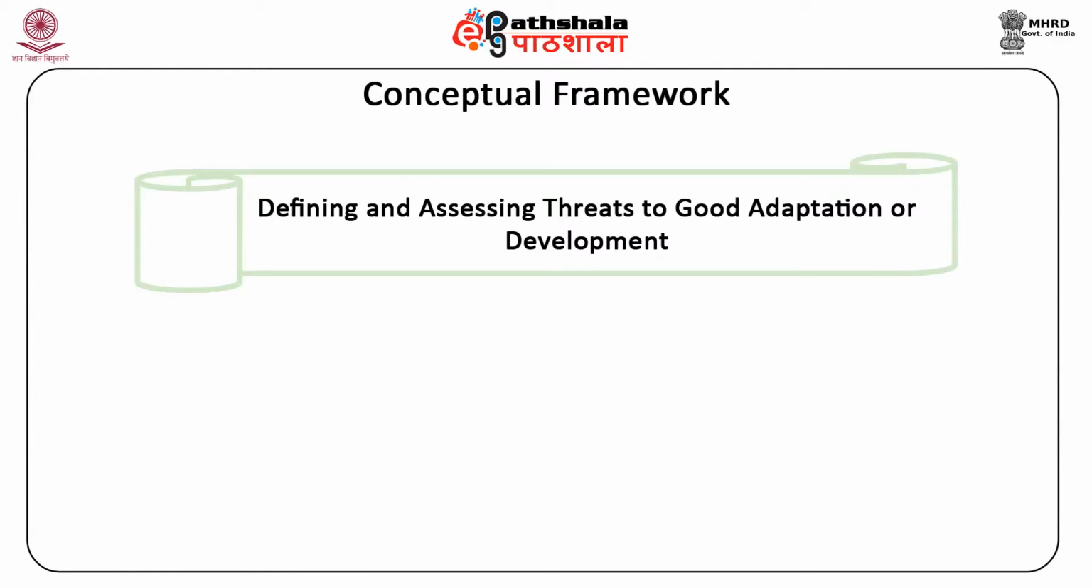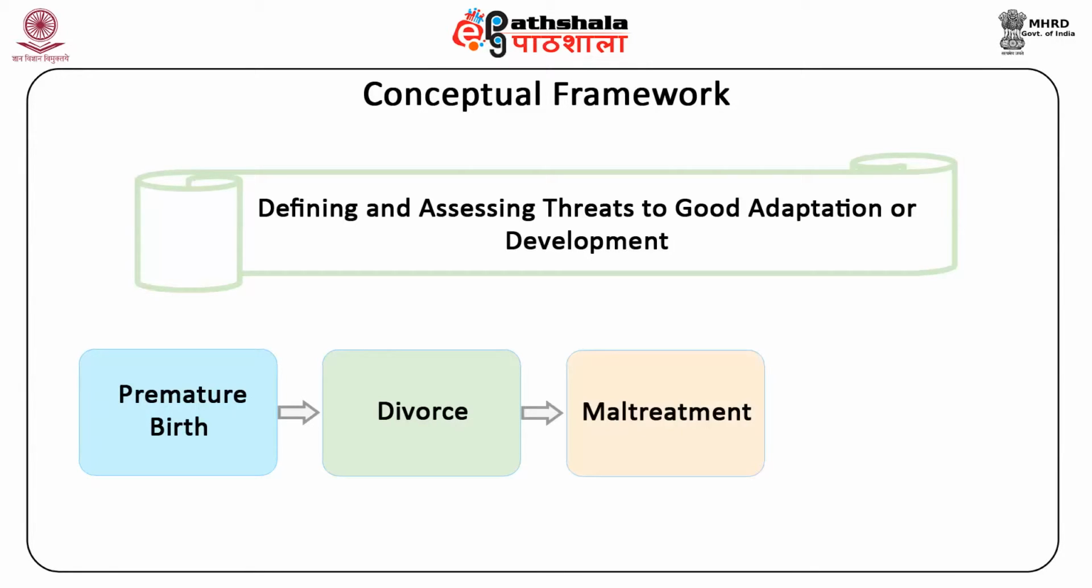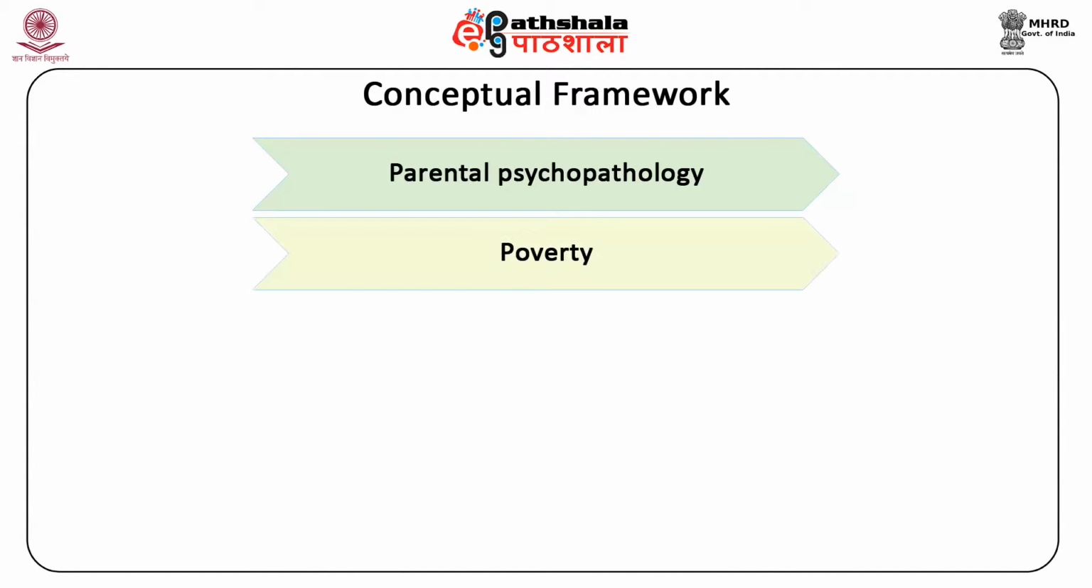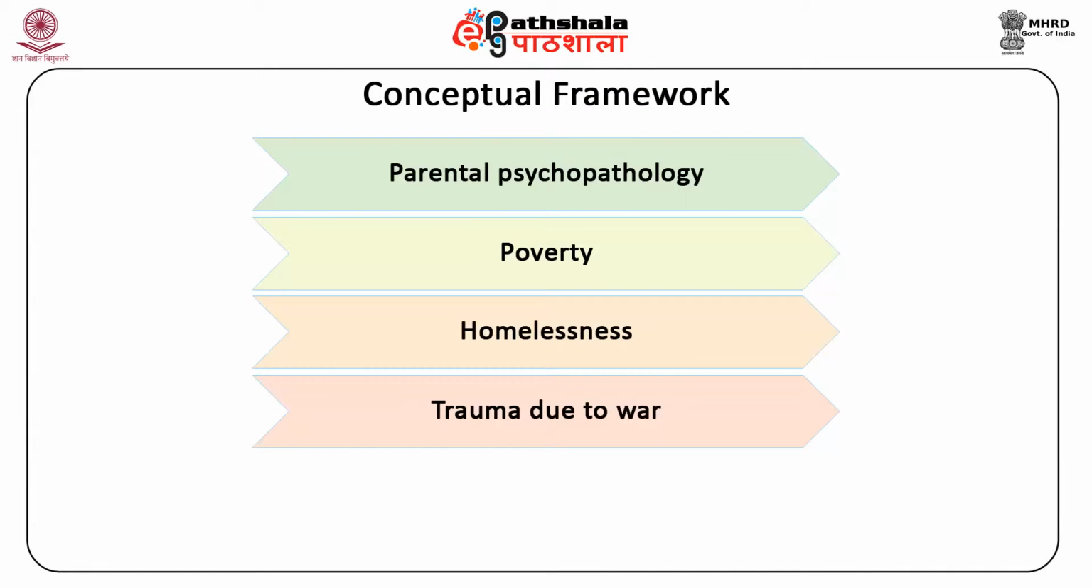Defining and assessing threats to good adaptation or development. Many different kinds of threats to individual functioning and development have been identified: premature birth, divorce, maltreatment, parental illness, parental psychopathology, poverty, homelessness, and the trauma due to war and natural disasters.